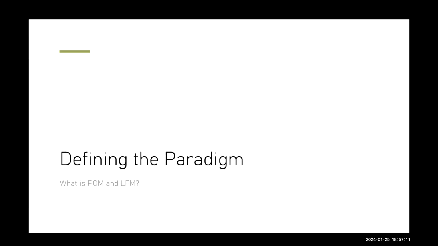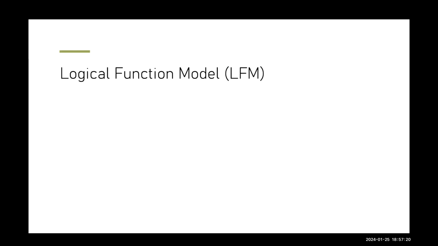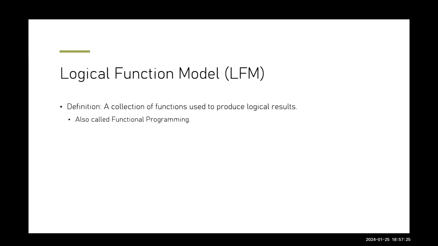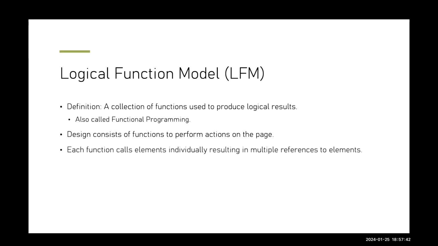So let's define what this paradigm actually is. We're going to start by breaking down what page object and what logical function models are. We'll start with logical function model. So logical function model is basically a collection of functions used to produce logical results. Some might also call this functional programming. Its design consists of functions to perform actions on a page. Each function would call the elements and either use it individually or call multiple references or multiple elements at the same time.